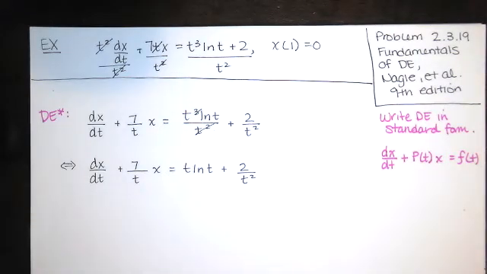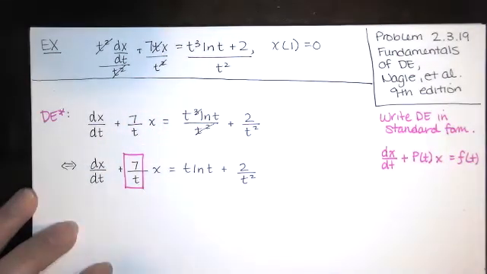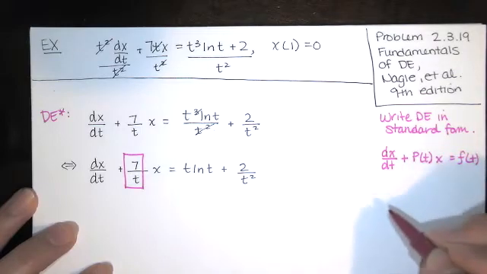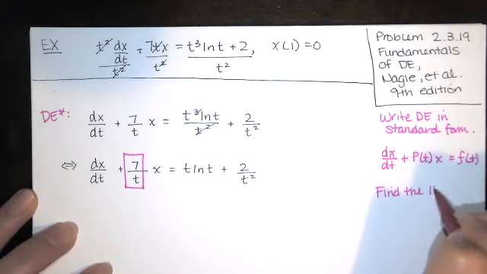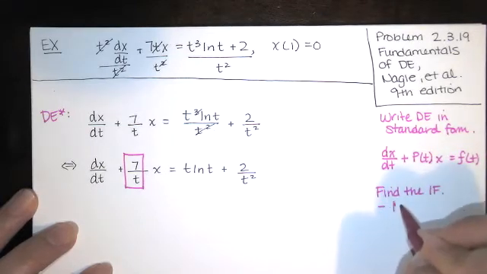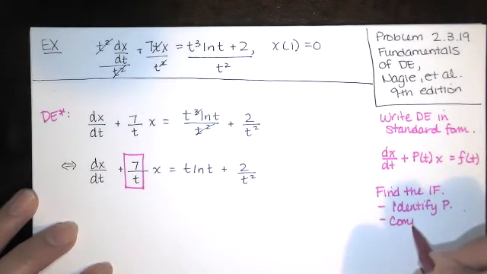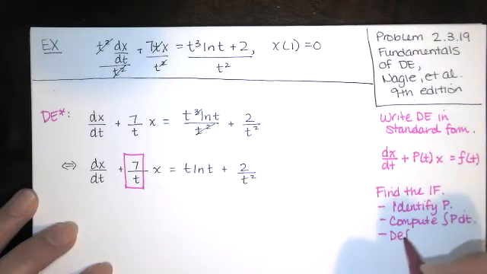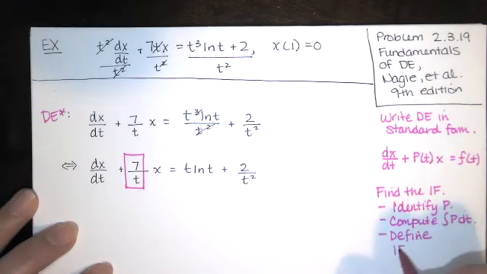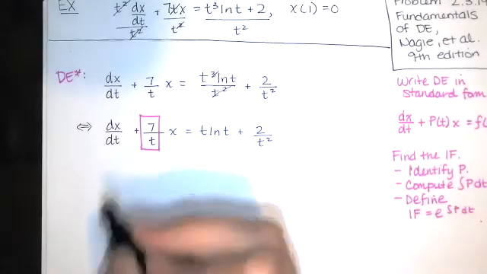Now I'm just looking at this and I'm identifying p of t. And the reason for that is the next thing we want to do is find that integrating factor that Bernoulli came up with. And the way we find it is we identify p, we compute its antiderivative, and then we define the integrating factor to be e to that power. And there may be some algebra involved. Okay, so I've got my p of t.